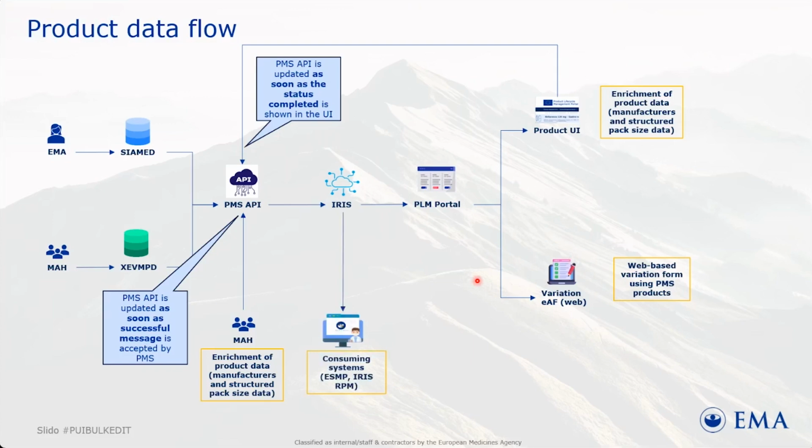Just as a final comment, you know that most of the consuming systems are consuming data from Iris. For example, ESMP and the RPM are consuming data from Iris, but it is data that is coming from the PMS API. So with this diagram and these timelines, we wanted to give you a bit of information on how the data is flowing, and why sometimes it takes some time to see the different updates in the product UI when you submit something to XCMPD.